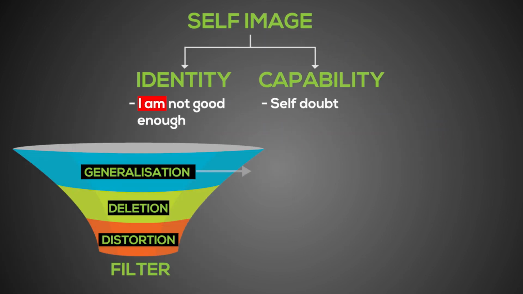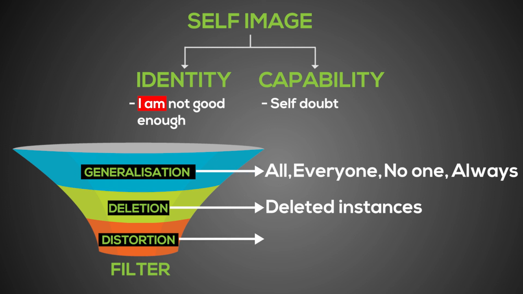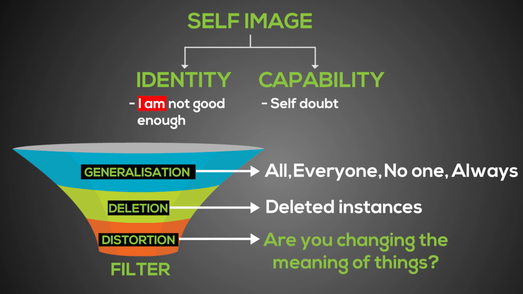When you're talking about generalization, remember the use of word all. Everyone, no one, always. When you're talking about deletion, think about the instances which you have deleted just to create certain kind of an inference which is limiting you. Third is distortion. Are you changing the meaning of something? Whatever you are interpreting, is it really true?